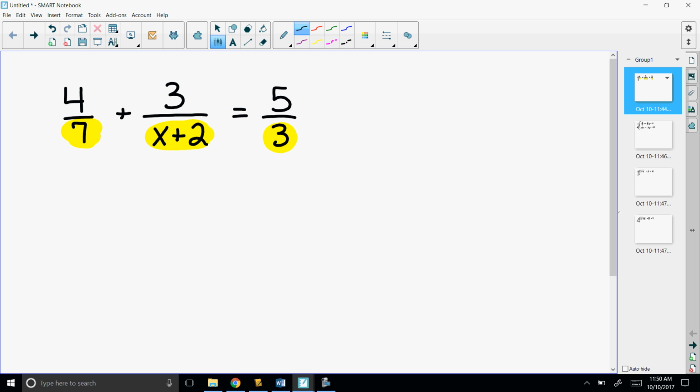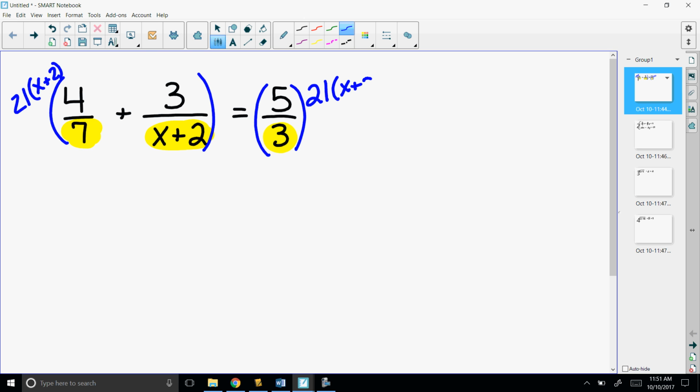What's a common denominator? 21 times x plus 2. The common denominator is going to be 21 times the quantity x plus 2. I want to multiply, algebra, it's okay to multiply both sides of the equation by the same value. It doesn't change the solution. So I'm going to multiply both sides of my equation times 21 times the quantity x plus 2. So if I do it to the left-hand side of the equation, I have to multiply the right-hand side of the equation by the same value.